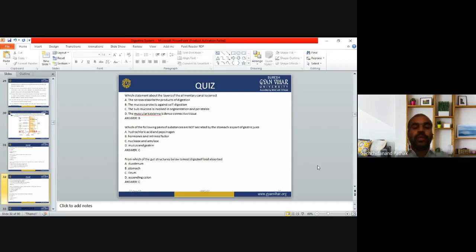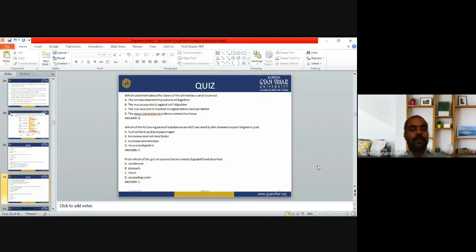Now C is nuclease and amylase, and D is mucus and gastrin. Mucus is secreted by the mucous cells and mucous neck cells. Gastrin is secreted by the G cells. So A, B, and D cannot be the correct answer. Which one is the correct answer, the one not secreted by the stomach? Nuclease and amylase. Nuclease and amylase are not secreted by the stomach as a part of the gastric juice. So yes, answer C is correct.